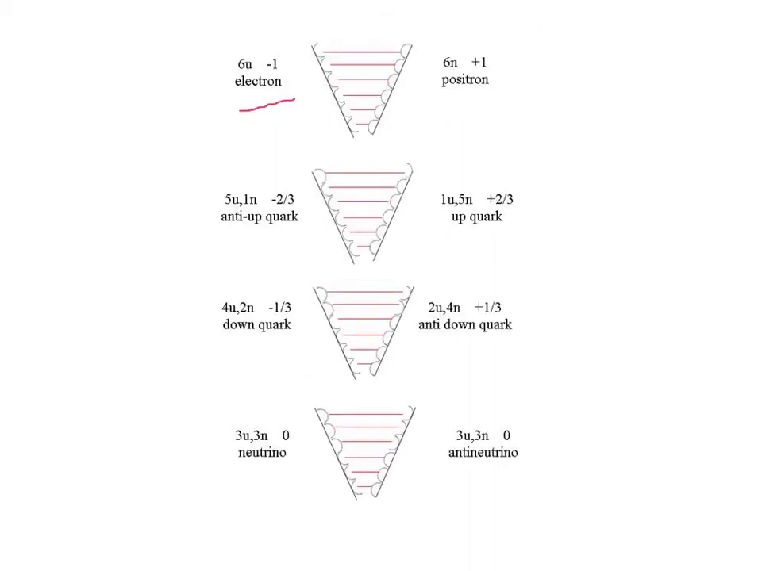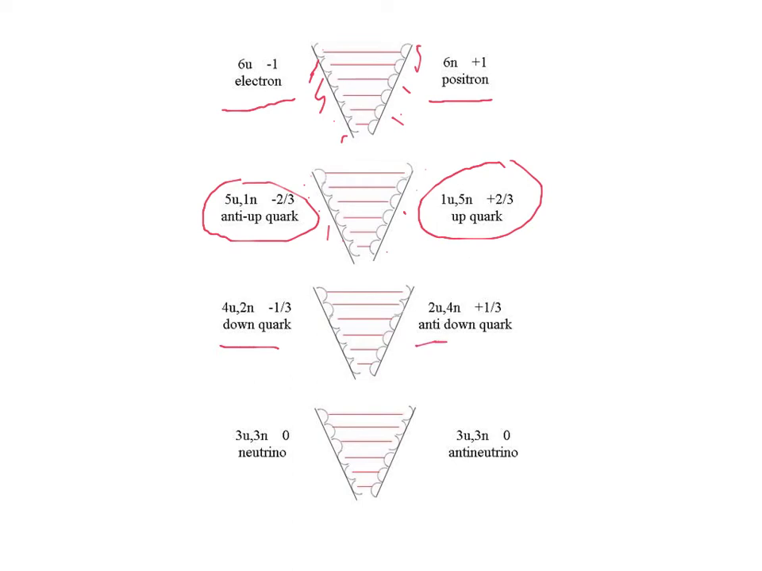Now we've just looked at what happens when you match the electron against the positron. You can connect all 6 on the electron to all 6 on the positron in such a way that there would be complementary spin and therefore annihilation. We can do the same thing with a 5U and 1N of the anti-up quark and the 1U 5N of the up quark, and we're able to match all 6 on each particle, so they would also draw together through complementary spin. The same thing goes for the down quark and the anti-down quark and the neutrino and the anti-neutrino.